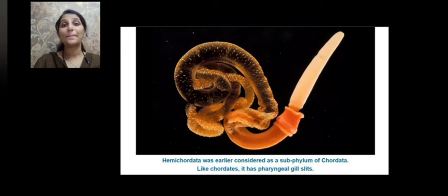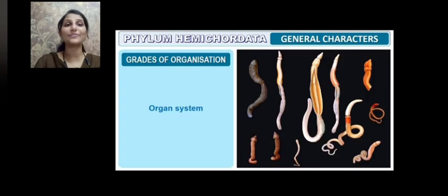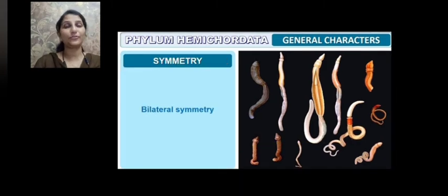They are paired slits or openings which are present in the pharynx region or the throat region, and it opens to the outside. So as in the case of other chordates, these hemichordates also have pharyngeal gill slits, and that is why it was placed under the subphylum of chordates. Later it was placed under a separate phylum called Hemichordata.